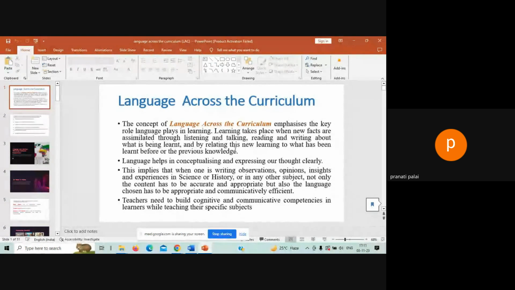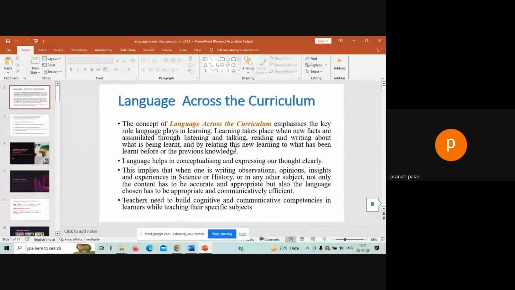So here, our today's topic of discussion is language across the curriculum, which emphasizes the key role language plays in learning. In learning, what is the role of language? I can say that language and learning are inseparable, both are connected intimately. Without language, no learning is possible.